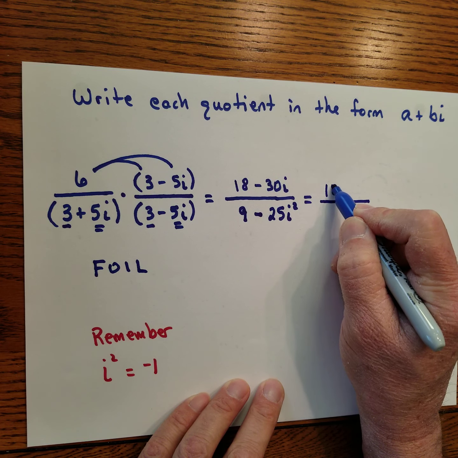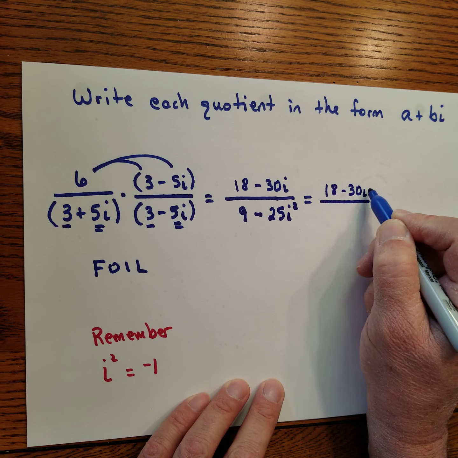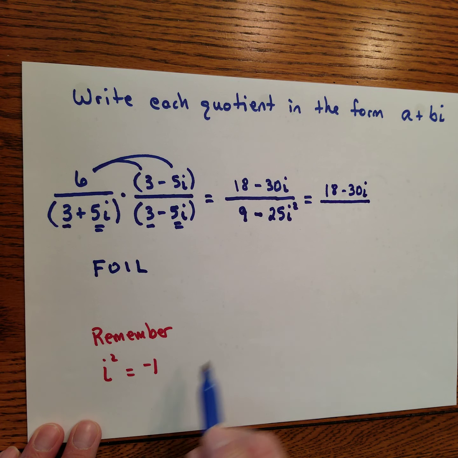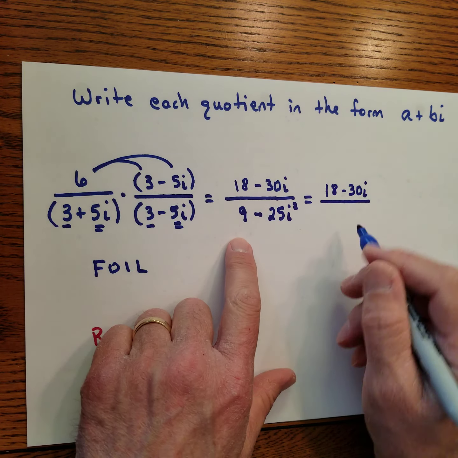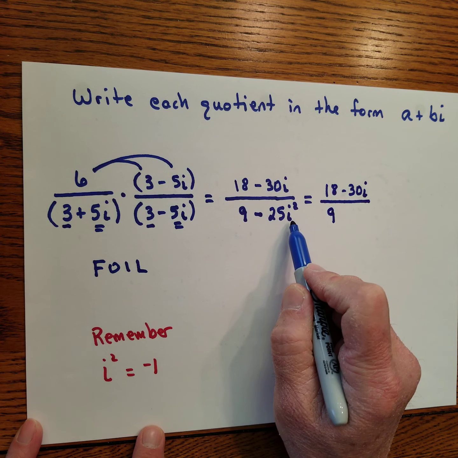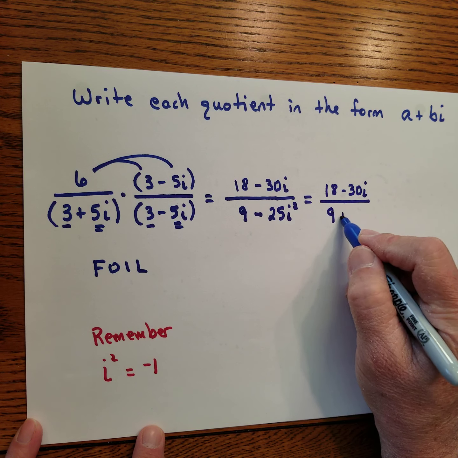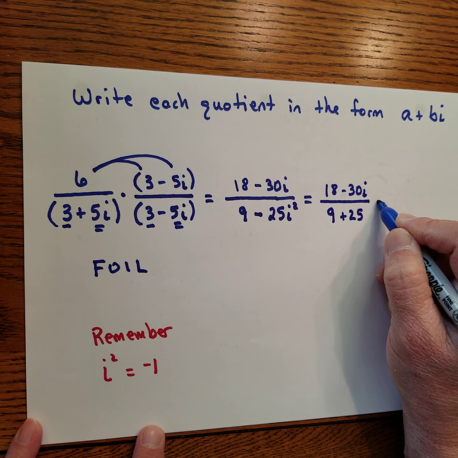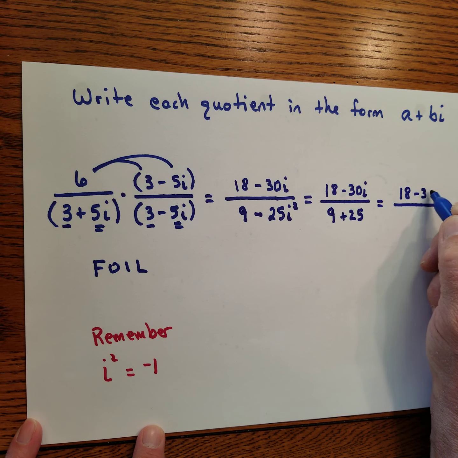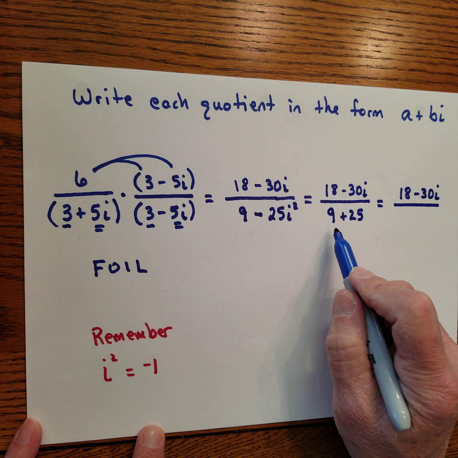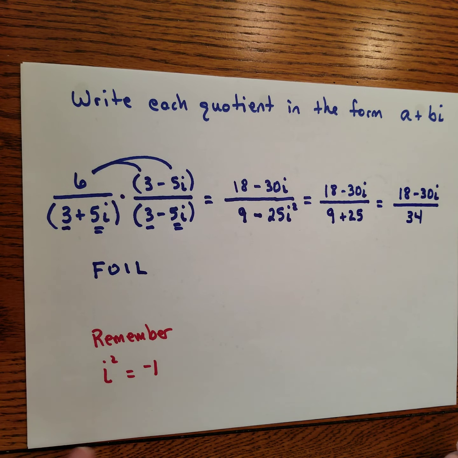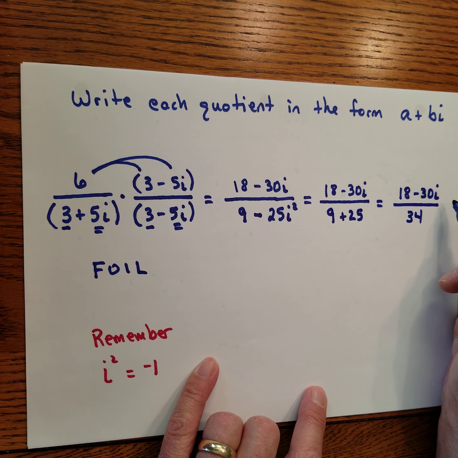Let's keep the top. But remember, i squared is negative 1. Here's an i squared. Let's make this 9. This is negative 25 times negative 1. 2 negatives make a positive. In the denominator, 9 plus 25 is 34. That's a pretty great answer.